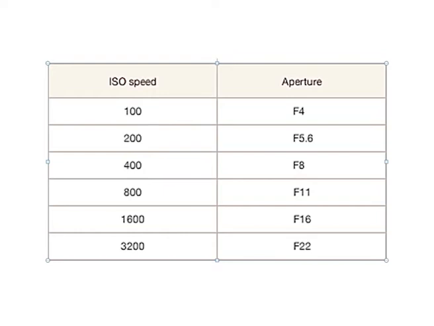For aperture f4, the speed is ISO 100. Now, aperture f5.6 is for 200 ISO, f8 for 400 ISO. For ISO 800, aperture is f11, f16 for 1600, and if ISO speed is set to 3200, the aperture to be selected will be f22.